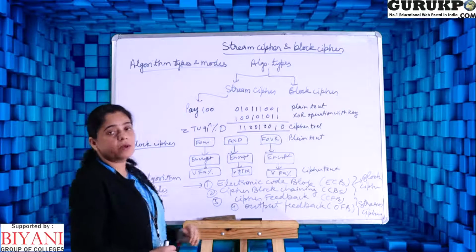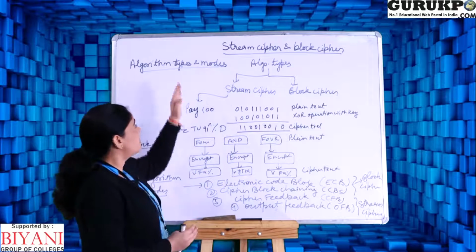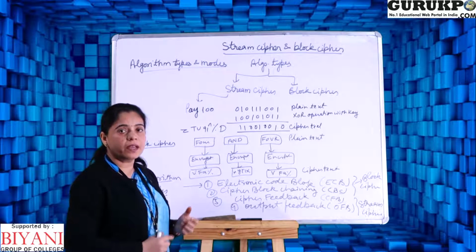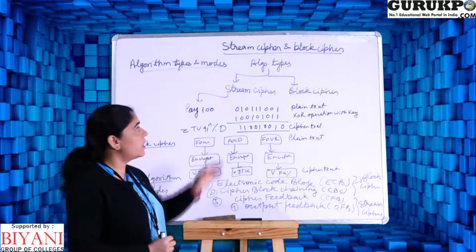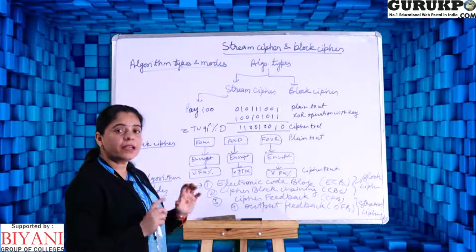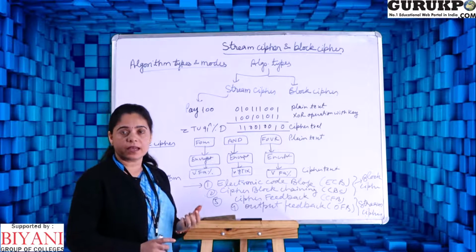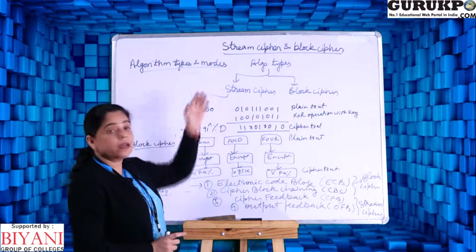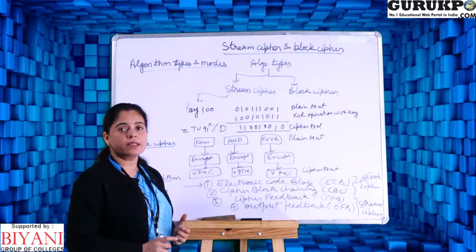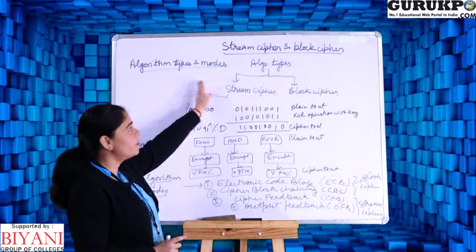So when we talk about the algorithm type, it means how the plain text should be encrypted, means how much plain text should be encrypted in the cryptographic algorithm. And what is algorithm mode? Algorithm mode means when the type is decided, means the actual size of the plain text is decided, what cryptographic algorithm will be used in the symmetric or asymmetric algorithms. So first we will discuss the algorithm type.